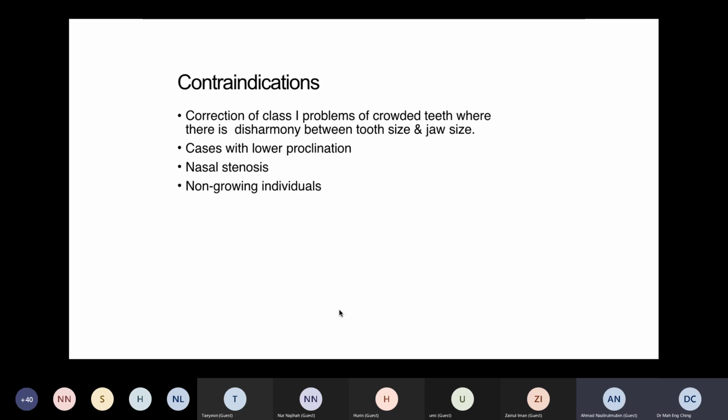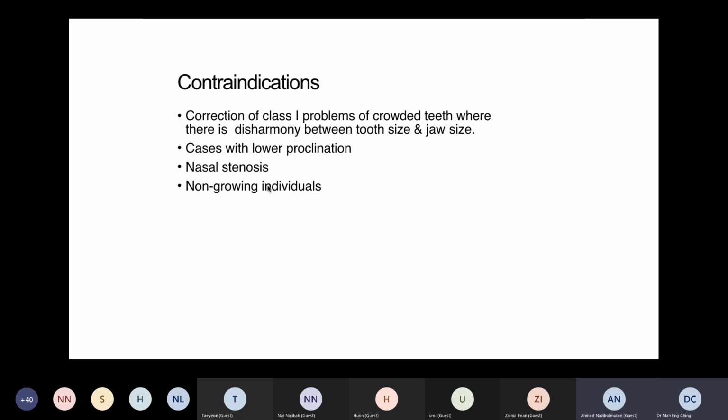What are the contraindications? The correction of a class 1 problem of crowded teeth, where there's a disharmony of the tooth size and the jaw size. So a class 1 problem with a jaw and tooth size problem, meaning crowding and spacing. Like we discussed before, it's best to deal with that with a fixed appliance. Then cases with lower proclination, I think I mentioned this before. With myofunctional appliances, a lot of the time we procline the lower incisor. So if you started with lower proclination, you don't want to procline the lower incisor further. That's why you don't use it for proclined lower incisor cases.